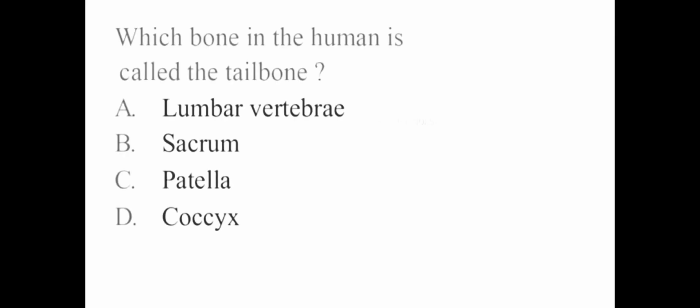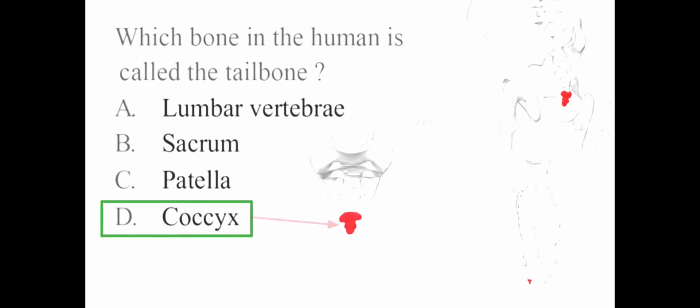Which bone in the human is called the tailbone? A. Lumbar vertebrae. B. Sacrum. C. Patella. D. Coccyx. And the correct answer is D. Coccyx. The coccyx bone in the human is called the tailbone.